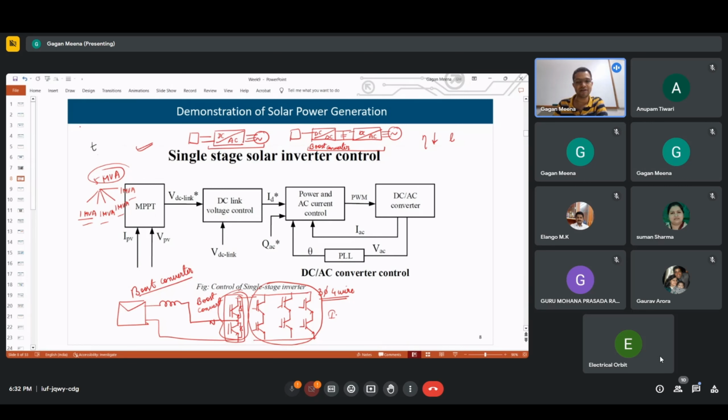single stage and two stage. In single stage we have three control loops. Here you can see three control loops. Can you name what the three control loops are here? These are written here. The first one is this, the second one is this, and the third one is this.